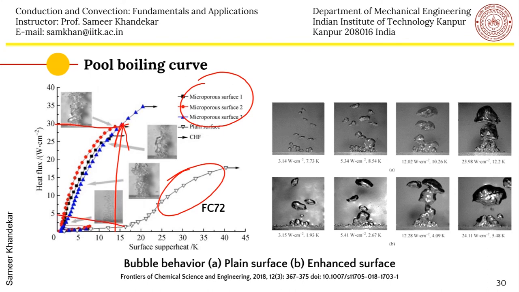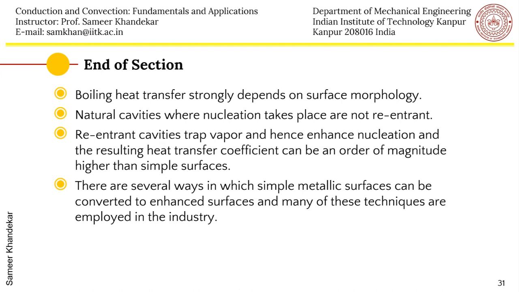So to close the lecture, boiling heat transfer strongly depends on surface morphology. This is something which we must remember. Natural cavities where nucleation takes place are typically non-re-entrant, but re-entrant cavities trap vapor and hence enhance nucleation, and the resulting heat transfer coefficient can be an order of magnitude higher than simple plane surfaces. There are several ways in which simple metallic surfaces can be converted to enhanced surfaces, and many of these techniques are employed in the industry to make very compact heat exchangers for two-phase pool boiling duty, and such re-entrant cavities lead to a reduction in the size and the cost of running the heat exchanger.